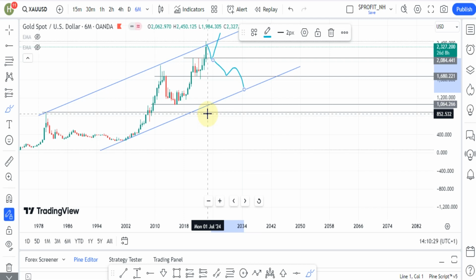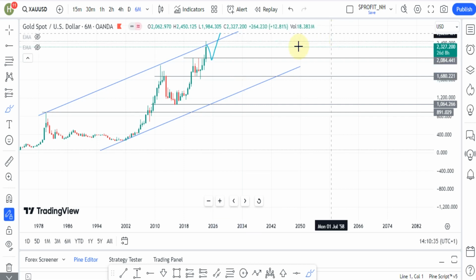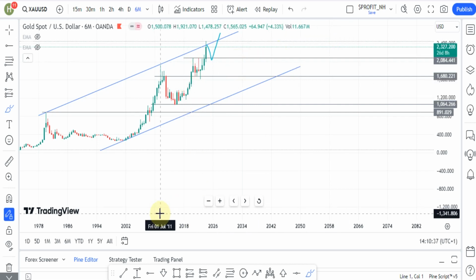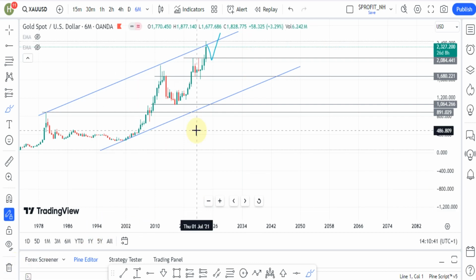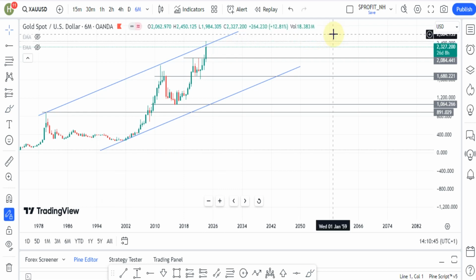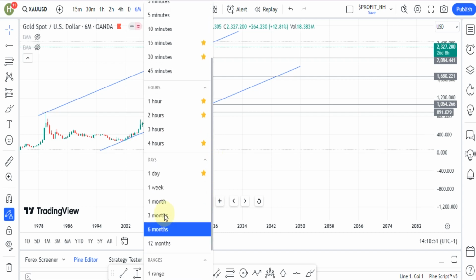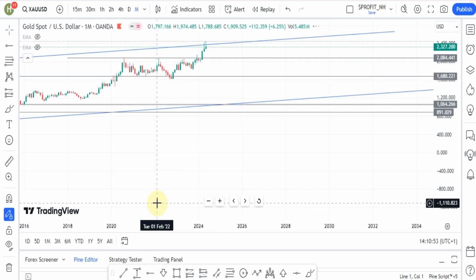And you see, we are looking at this from the bigger time frame. That's from the 6 months time frame. So let's go down to the 1 month time frame, and at least see what we can understand from there. Going down to the 1 month time frame, we have this 1 month time frame down here.